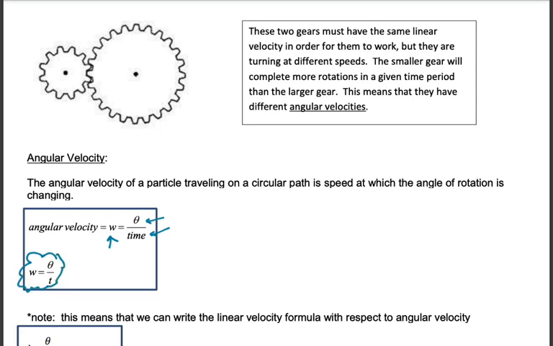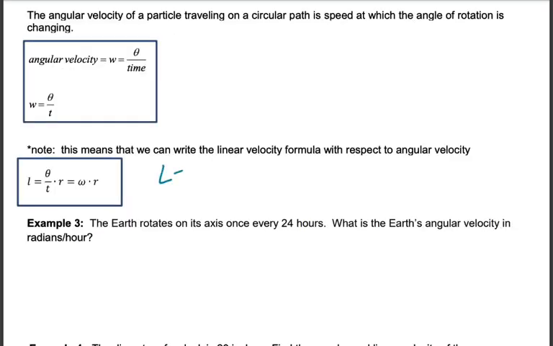What I want you to think about is how we talked about linear velocity being theta times r divided by time. Well, up here we have angular velocity as theta divided by time, which, if you'll notice, is this part of linear velocity. So we can rewrite linear velocity as angular velocity times the radius. Sometimes that formula might help you more based on the information you've been given. So that's just another formula for you to have.